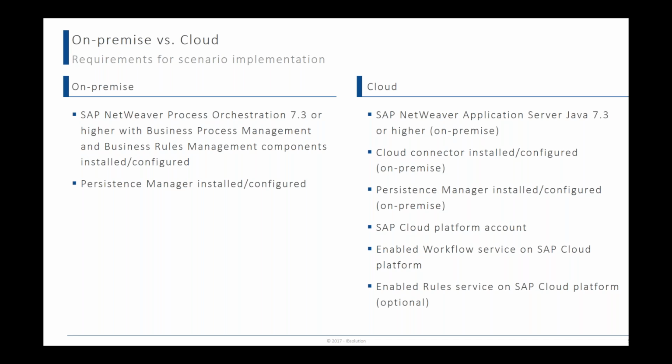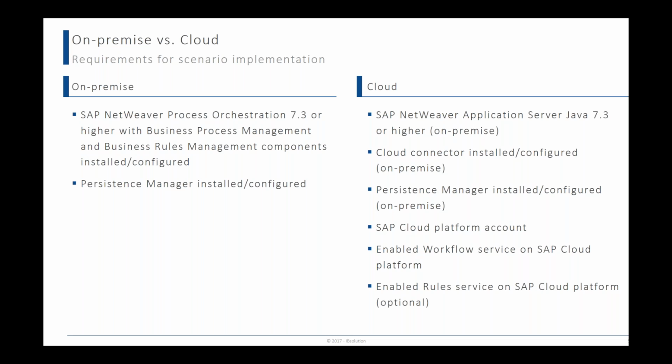Obviously, the future comes with the cloud, but it also has a few more requirements because, after all, we have more components there. On-premise is a quite easy setup. All you need is a process orchestration server where business process management and business rules management are configured, because those are the SAP workflow tools currently supported by the solution. You also need a server, either the same one or another Java server, where the persistence manager is installed and configured. So this more or less completes the requirements on the on-premise side.